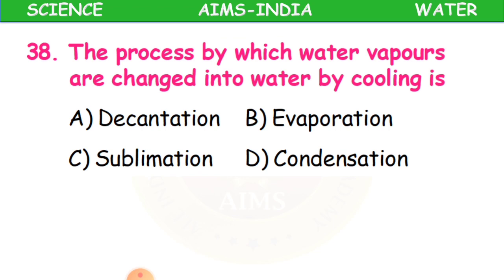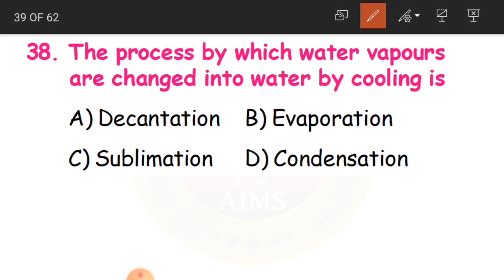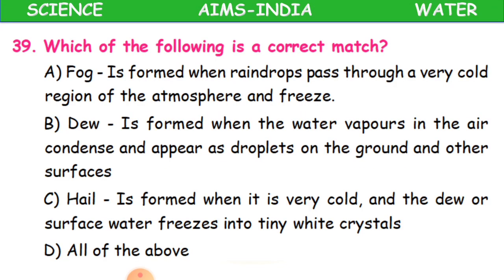Now 38th question. The process by which water vapor is changed into water by cooling is what? Decantation, evaporation, sublimation, or condensation. So just now we have learned that the water vapor is going to change its form after cooling. Now suppose water after cooling, what happens? It becomes an ice cube. No, it has got different forms like snow, fog and all that. So this is because of condensation. Okay children, D option is the correct answer.